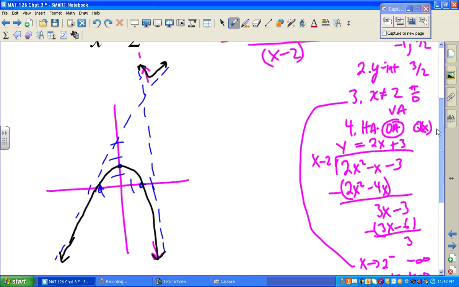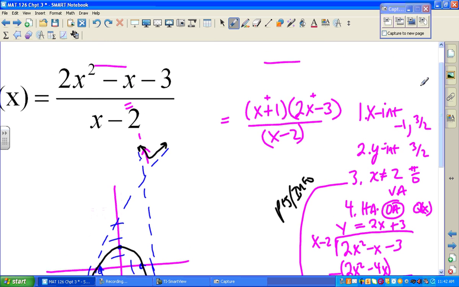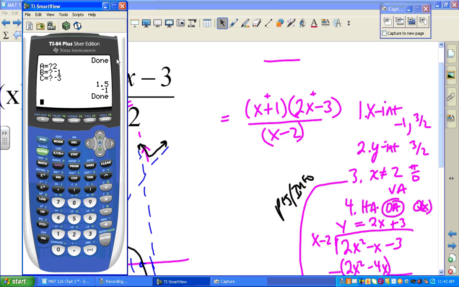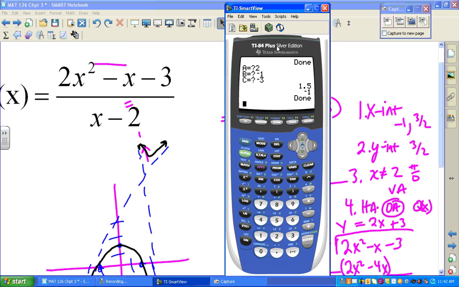Okay? You have all the points in the information over here, and you have your graph over here. So today we'll just check it out. I'll go over here and take a quick look at it. Y equals, I need parentheses to group the numerator: 2x squared minus x minus 3, divided by x minus 2. And then I graph it.